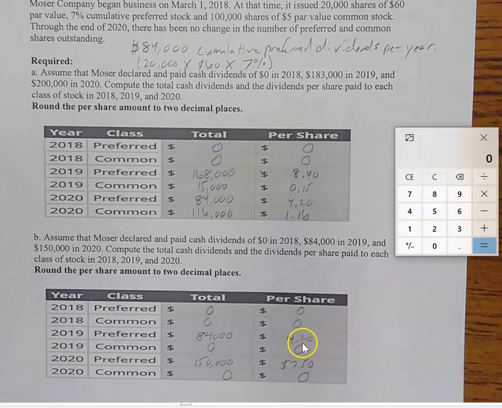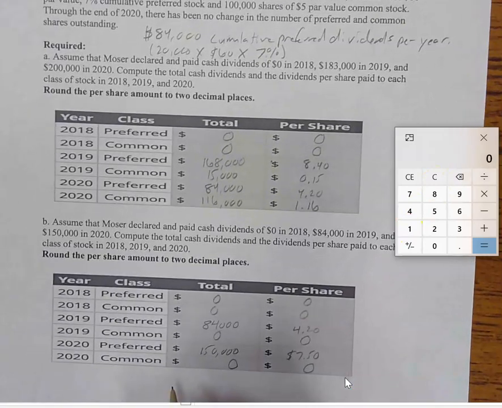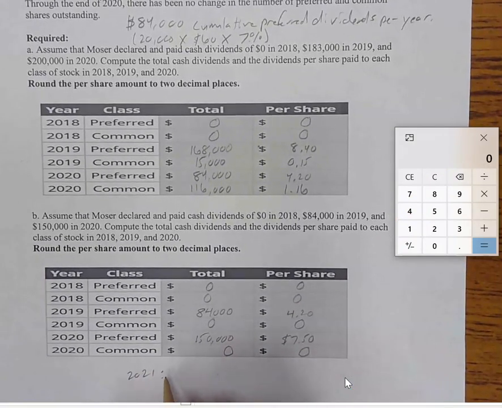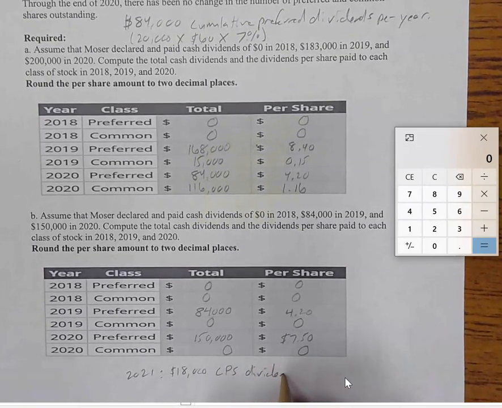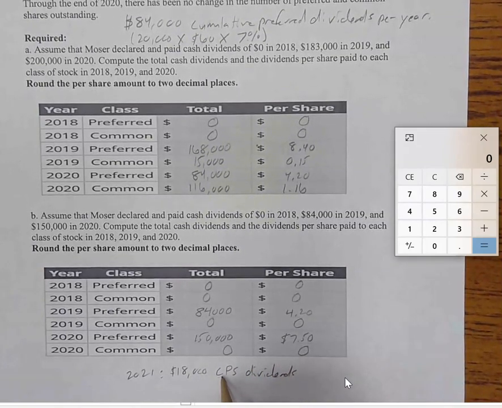So as we begin the next year, 2021, we would have $18,000 in cumulative preferred stock. That's what that stands for. I just made it up. Cumulative preferred stock dividends in arrears.